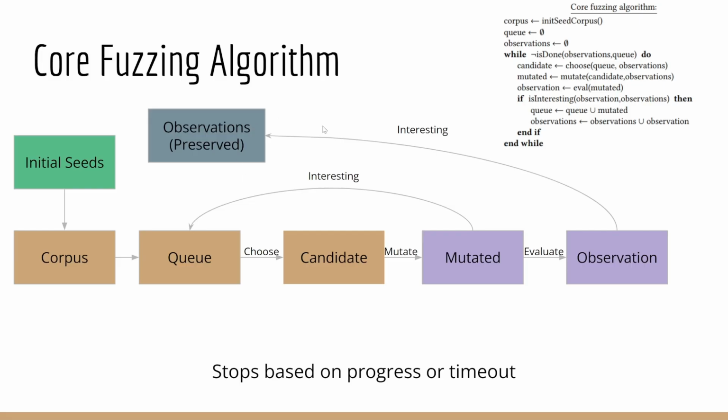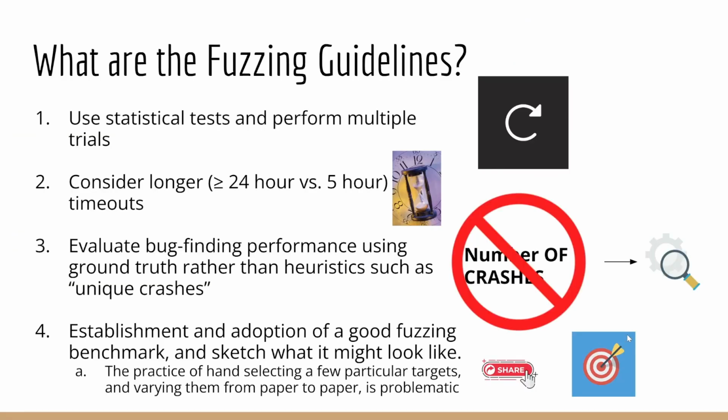And if you see anything interesting, you want to preserve it. Maybe you want to reuse it as seeds. Maybe there is something interesting that didn't crash the program. And usually you'd stop based on some arbitrary progress or timeout that the programmer chooses.